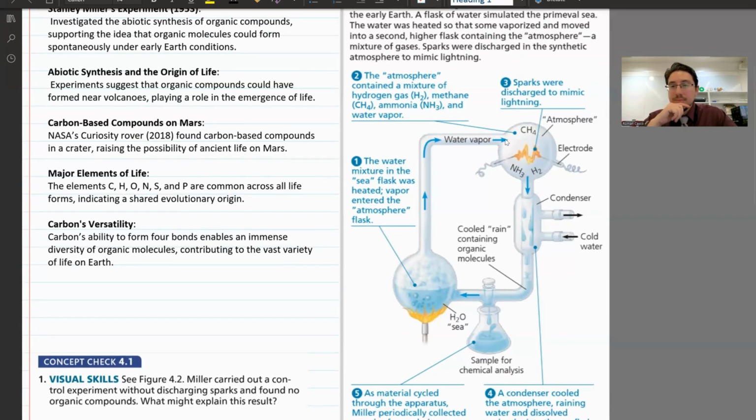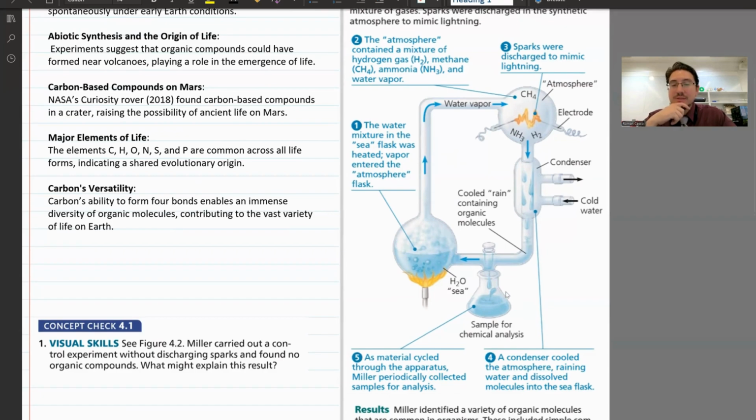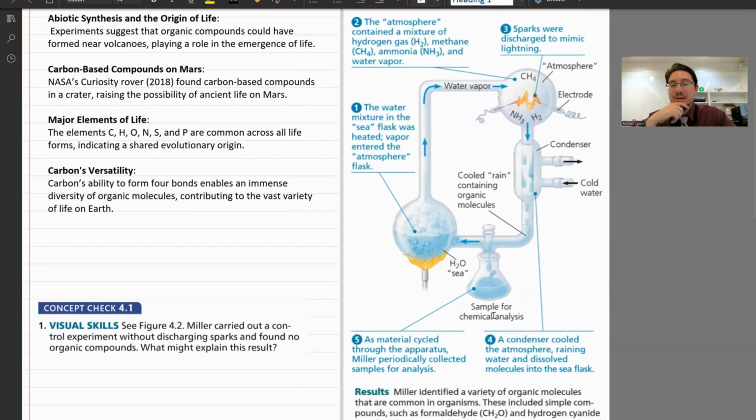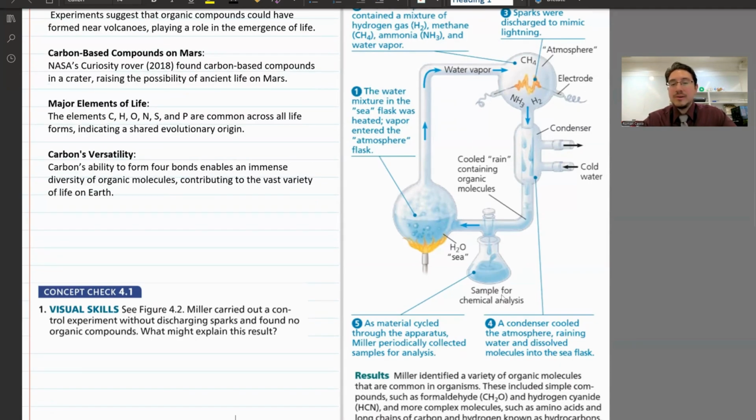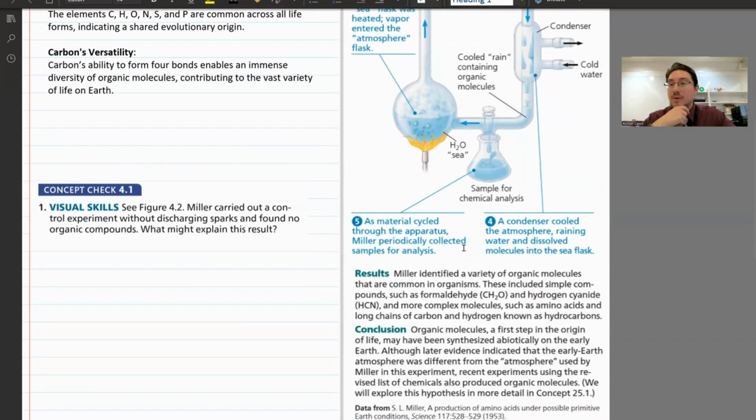And then whatever condenses back into a liquid form, okay, simulating rain, would come down containing these organic molecules, which would then be deposited into this chamber. A condenser cooled the atmosphere, raining water would come down, get collected, right? In this sea flask here. And that would be the sample for chemical analysis that he would observe. And he found that there was some form of chemical compounds that were organic compounds.